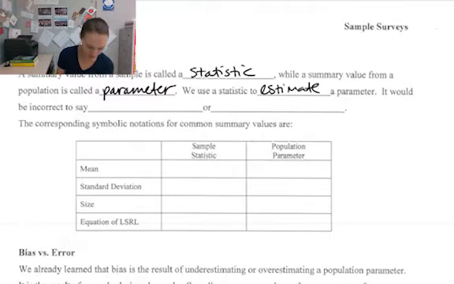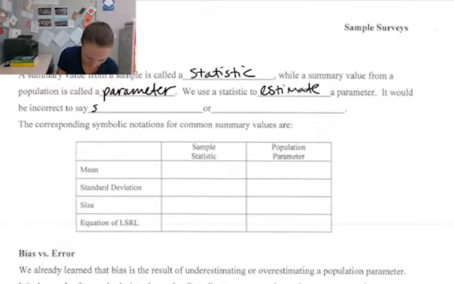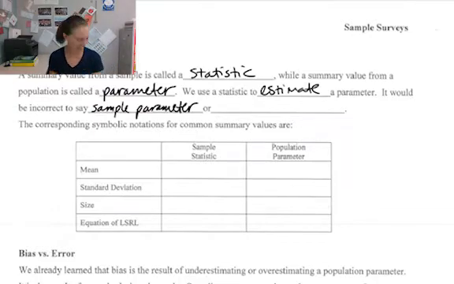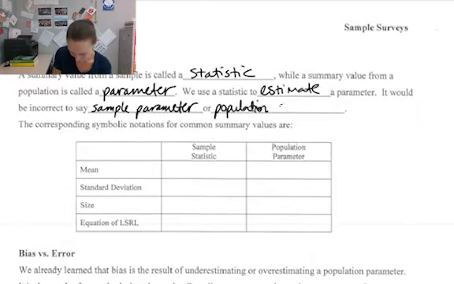It would be incorrect to say something like sample parameter. It doesn't make any sense. You're mixing sample and population. You can't really do that. Or a population statistic again. So be careful when you use these terms. Just don't mix them up.